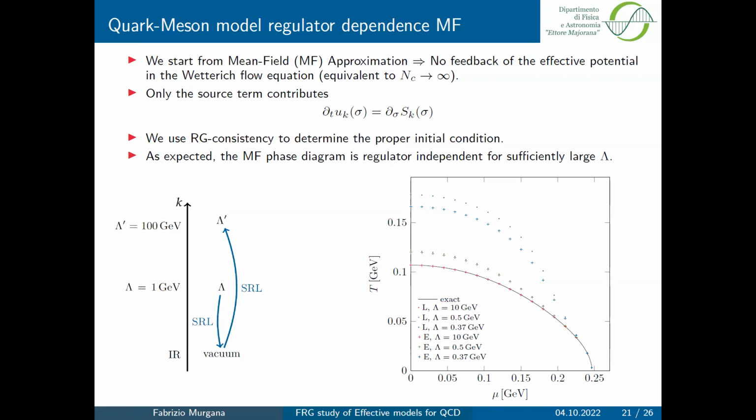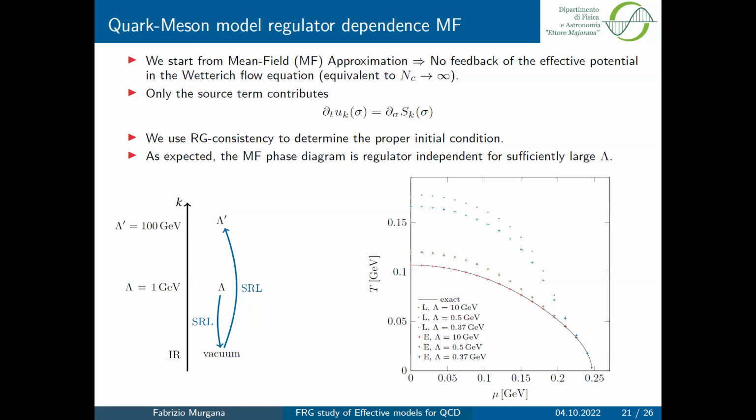In this case, we come up with a very simple strategy to ensure RG consistency for the initial condition, depicted in the picture there. You start from a cutoff lambda, then you go down to the vacuum with a given regulator. Once you have this result, you can flow up again with the same regulator to a cutoff lambda prime, much higher than lambda. The nice thing is that all the initial conditions you produce by flowing up are by construction RG consistent, because when you flow down you get to the same vacuum.